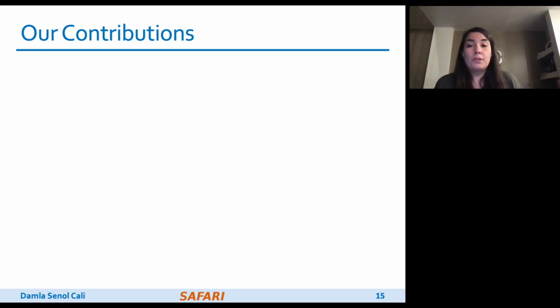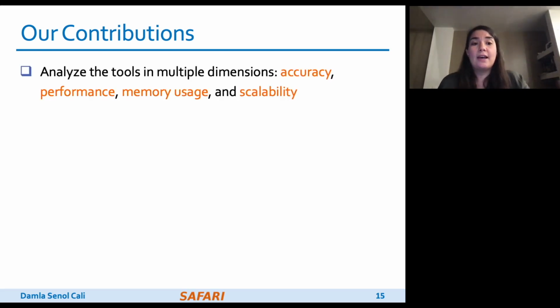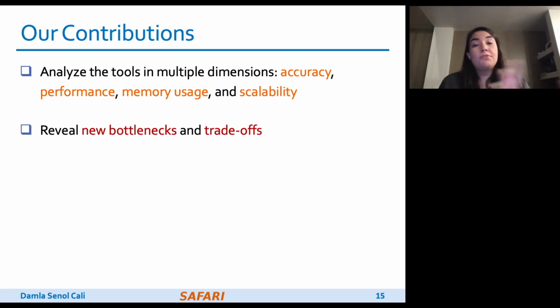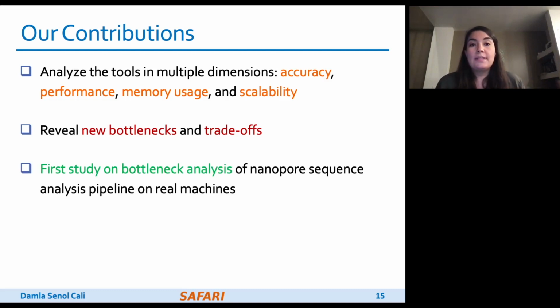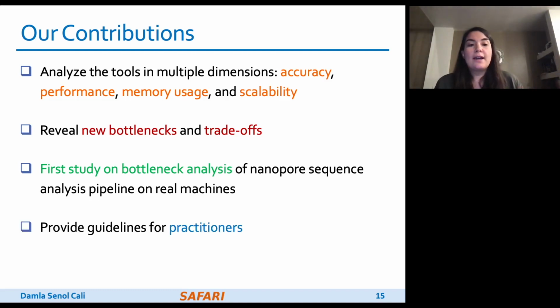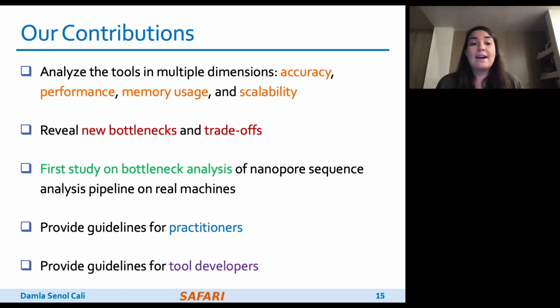So in this work, what we did is we analyzed the tools associated with the multiple steps in the genome assembly pipeline in terms of accuracy, speed, memory efficiency, and also scalability. And we revealed bottlenecks and trade-offs that different combinations of tools and different underlying systems lead to. This is the first study on bottleneck analysis of the nanopore sequence analysis pipeline on real machines. We first provide guidelines for practitioners such that they can determine the appropriate tools and tool combinations that can satisfy their goals. And also we provide guidelines for tool developers such that they can make design choices to improve current tools or future tools.